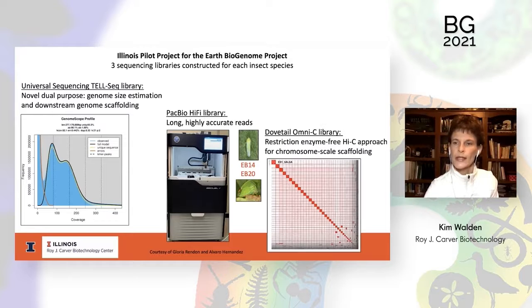Unfortunately, in all cases, the DNA yield was low enough that a second insect was needed to prepare the Dovetail OmniC libraries for long-range scaffolding.